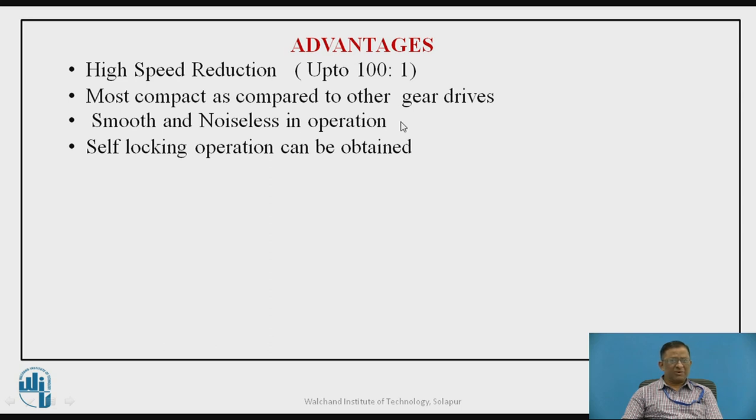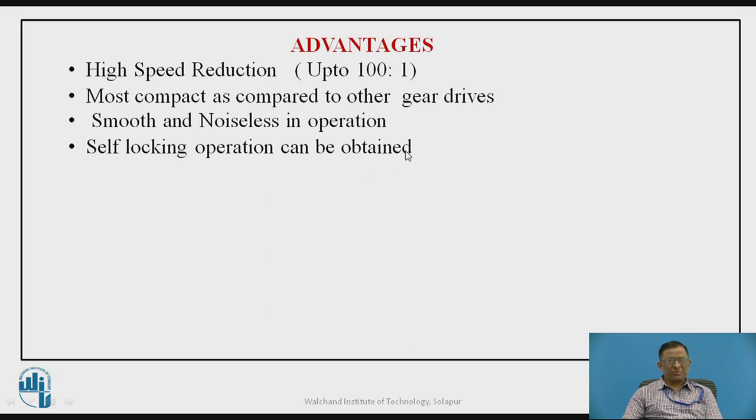And we know that the advantage of a helical gear is smooth and noiseless operation. So these are quiet in operation and very smooth in operation. So worm gear drives provide this advantage of smooth and noiseless operation. Another good advantage is that it can provide a self-locking condition, which is not possible for other gear drives. So this is a peculiar drive in which you can obtain a self-locking condition.